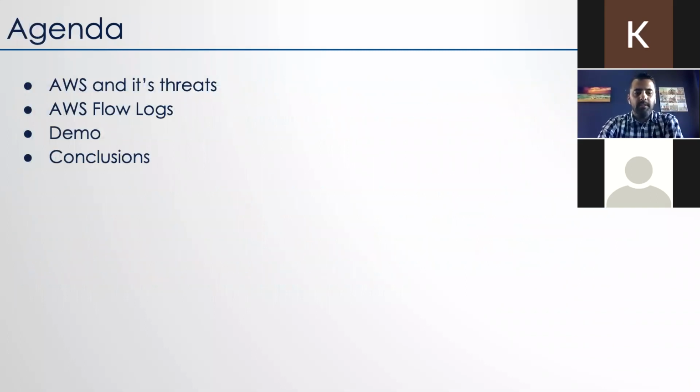For the agenda, I just wanted to cover some of the AWS threats that are increasing and evolving. I think it's a good starting point to see that the cloud provides some level of security in the shared responsibility model, but there are still some specific threats that we can find in any cloud provider. We're going to talk a little bit about AWS flow logs and do some demos. Hopefully the demo doesn't break, and then some conclusions, right?